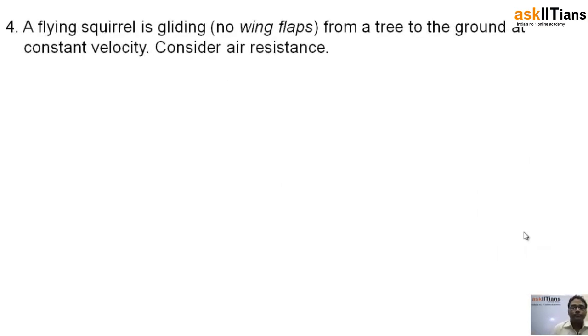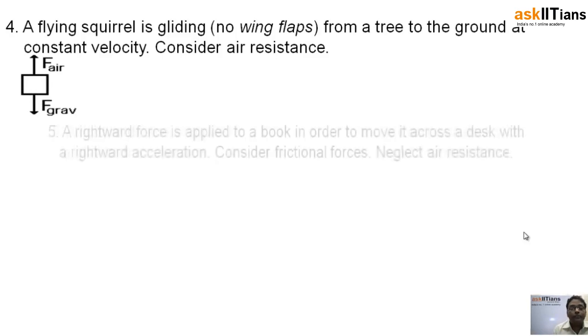Let's take it further. If you have a flying squirrel which is gliding from a tree to the ground at constant velocity, and you do consider air resistance, obviously the air resistance is going to be opposing its weight, or balancing its weight. So the air resistance is going to be balancing the weight that the squirrel will have.